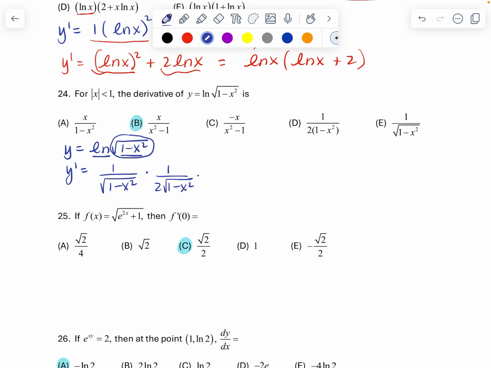What's the derivative of 1 minus x squared? That's negative 2x. And again, you guys, do a little cleanup here. I see that these 2's cancel out. So what do I have left over on the top? I have a 1 times negative x, which is a negative x. And then I have the square root of 1 minus x squared times the square root of 1 minus x squared. You guys, remember when you multiply a square root by itself, the square root cancels out. So this is just 1 minus x squared.